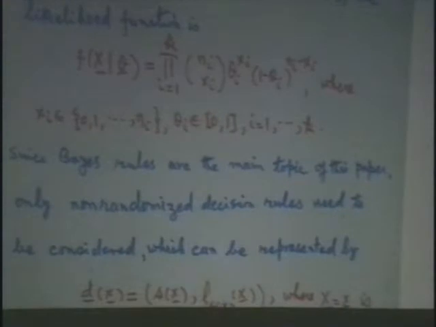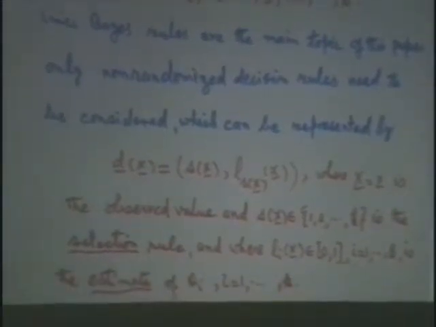So the general framework would again be that you have the vector x, where the xi's are independent binomial random variables with parameters ni and theta i. That's your general likelihood function. And we are going to be talking about Bayes rules. These are the main topic of this paper. So we can concern ourselves only with the non-randomized decision rules.